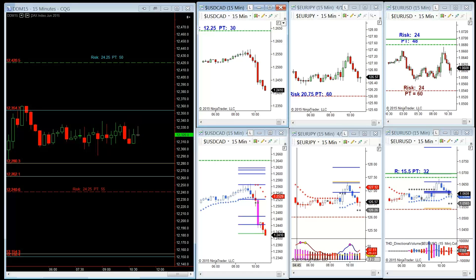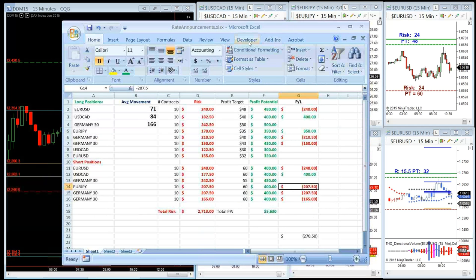We have 58 seconds left. I've already marked them as losses. Hold on, let me get my spreadsheet over for you. As it stands right now, we are down $270.50 out of all these trades.